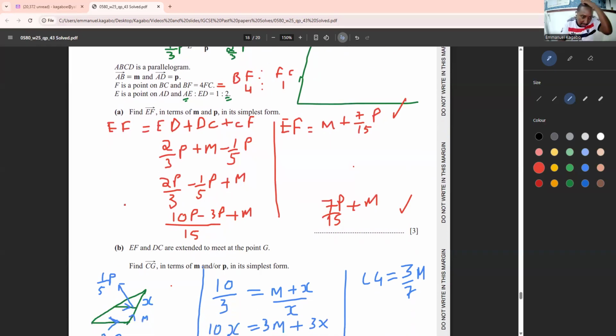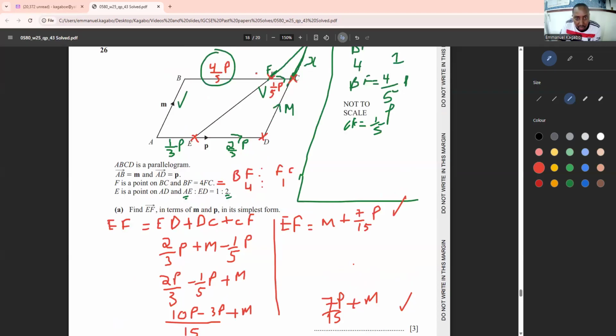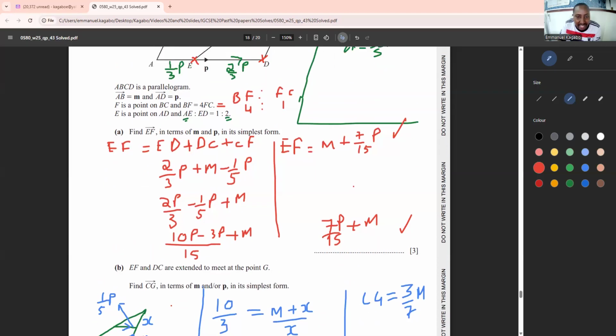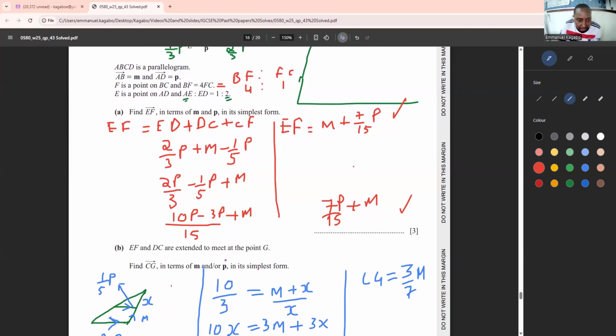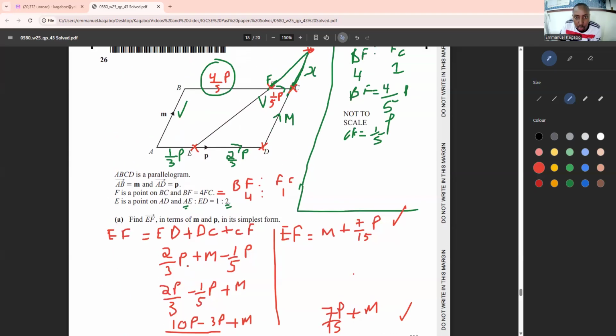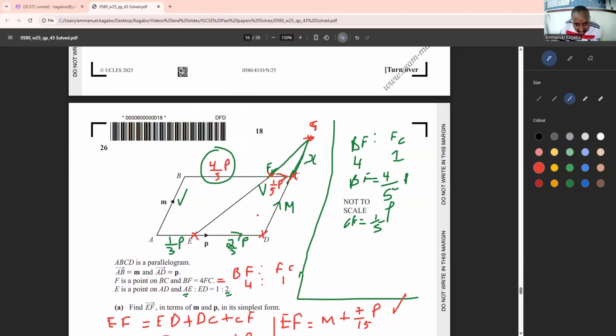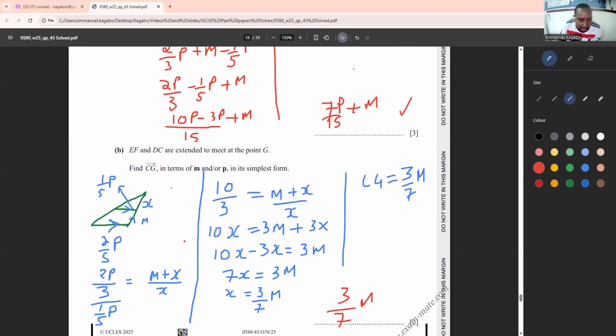Now, next question, question B. EF and DC are extended and they meet at a certain point G. That's your G point, that's the one they're talking about. Are we together here? Now, find CG. Because I know this side is parallel to this, I decided to pick this triangle, EDG, the whole of that. So let me go to the question here.